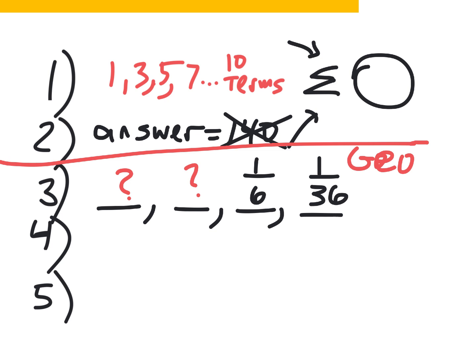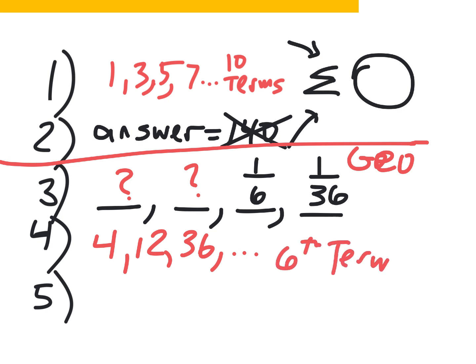Number 4, if I have 4, and then 12, and then 36, and it keeps going, what's the 6th term? And I am okay with you leaving an answer of it's 4 to the 3rd power minus 2 or something. It's okay to have an answer in that form because the power is kind of daunting to actually figure out in your head.